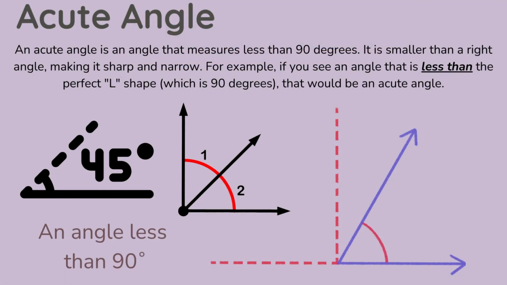An acute angle. An acute angle is an angle that measures less than 90 degrees. It is smaller than a right angle, making it sharp and narrow. For example, if you see an angle that is a perfect L shape, which is 90 degrees, that would not be an acute angle.